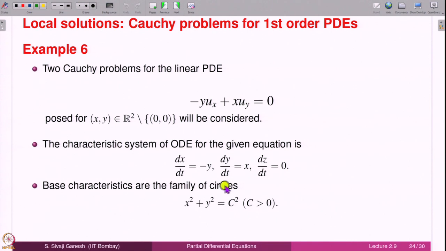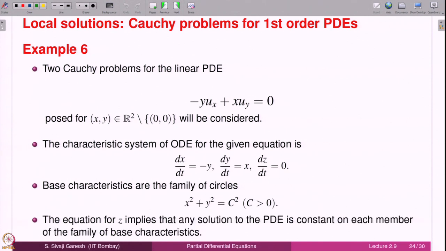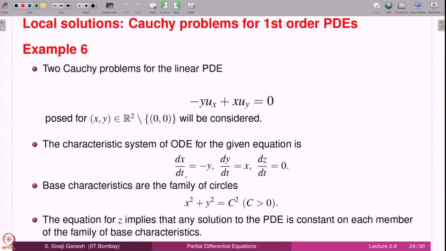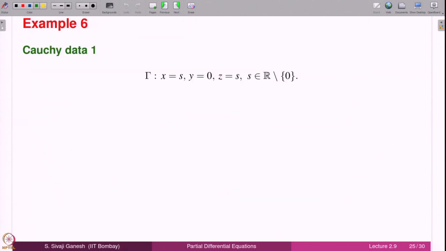Since it is a positive number, we write c square because we do not want to write root c in some other place. Always make sure to mention that c is positive, so that we do not get confused later. Now, the equation for z implies that any solution to the PDE is constant along each of the base characteristics, because dz by dt is 0. So that means on each circle the solution is constant. If you know at one point on the circle what is the value of the solution, then it is the same constant throughout that circle.